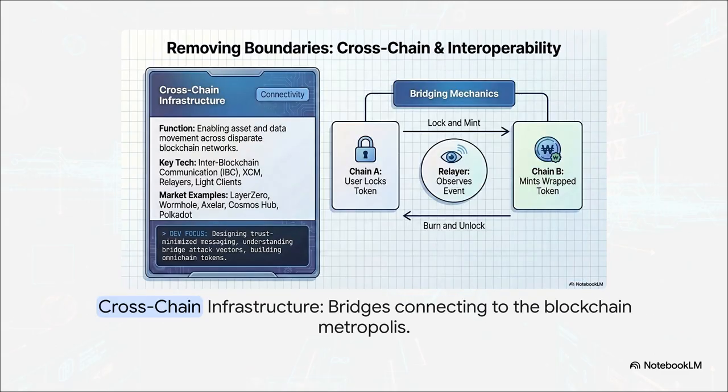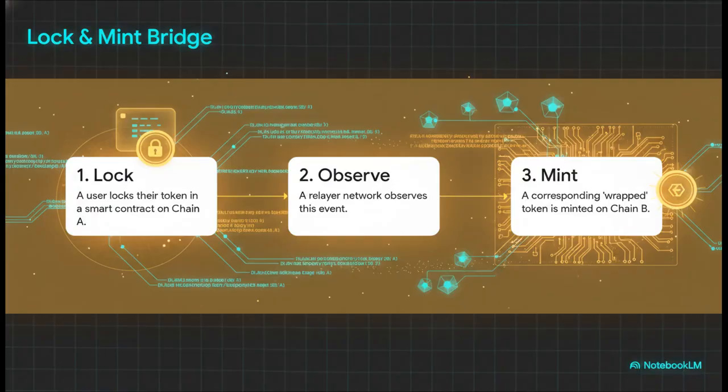Now, our skyscraper isn't just some isolated tower in the middle of nowhere, right? It's part of a sprawling digital metropolis with tons of other blockchains, other buildings. So how do they connect? That's where cross-chain infrastructure comes in. These are the bridges and tunnels that connect our building to the rest of the city, letting assets and information flow freely between them. And one of the most popular ways to build these bridges is a mechanism called lock and mint. Let's actually walk through how this works, because it's pretty clever.